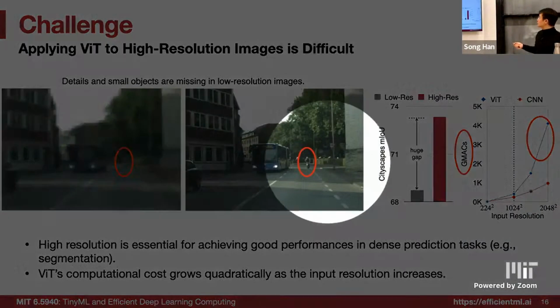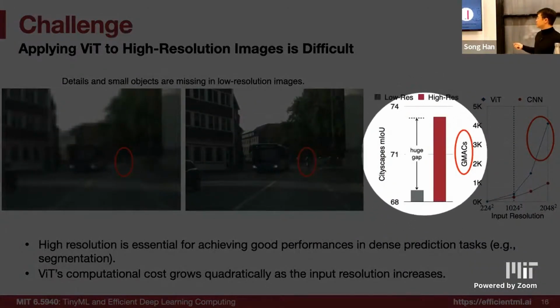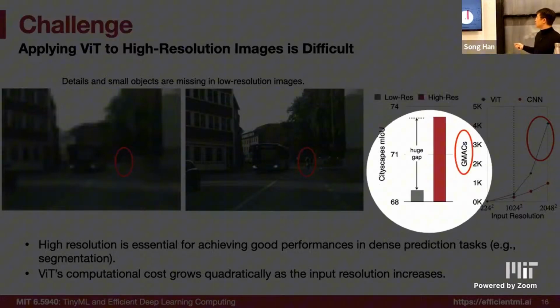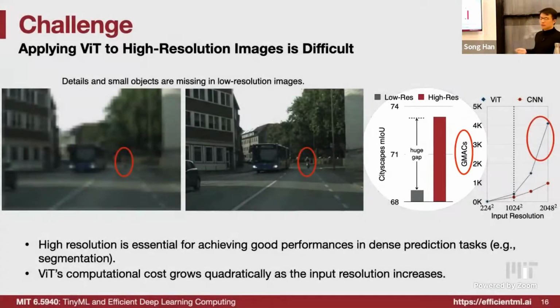The accuracy actually grows with the resolution. Here we're comparing the IoU, which measures the quality of the segmentation task. The high resolution, the red bar, compared with the low resolution, the gray bar. Actually, there's a big gap. There's a big improvement from low resolution to high resolution.